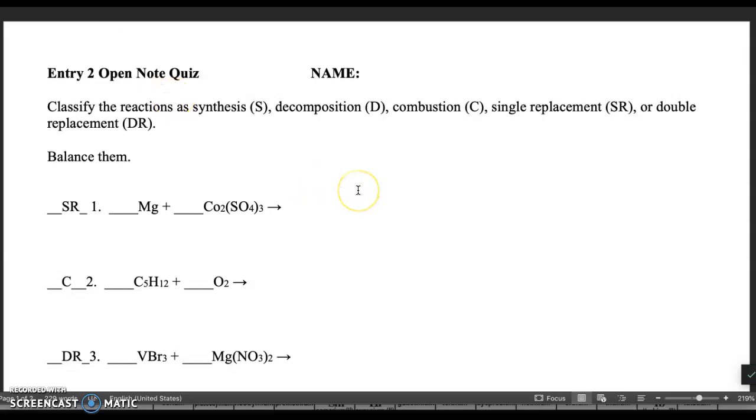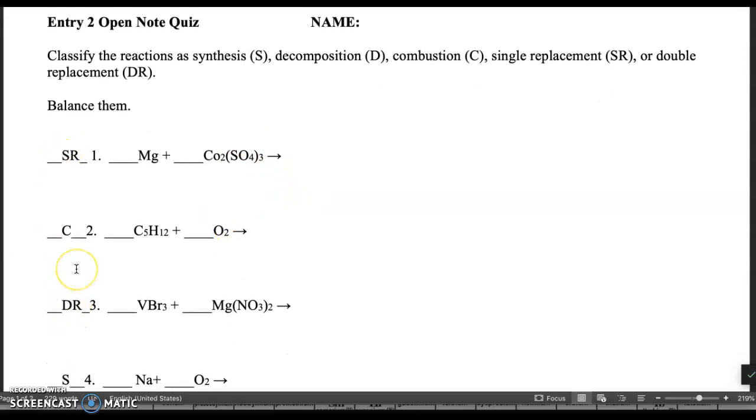All right, going over the answers to the open-note quiz here. First part of this is to identify the type of reaction. Okay, so I've done that in this column already. So this first one's single replacement because I have an element and an ionic compound, metal and a polyatomic here.